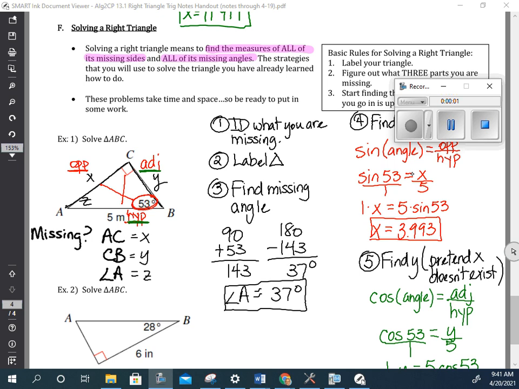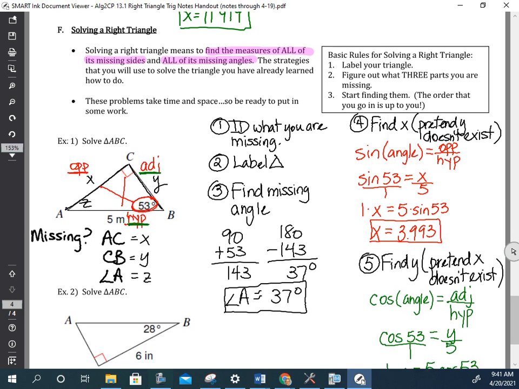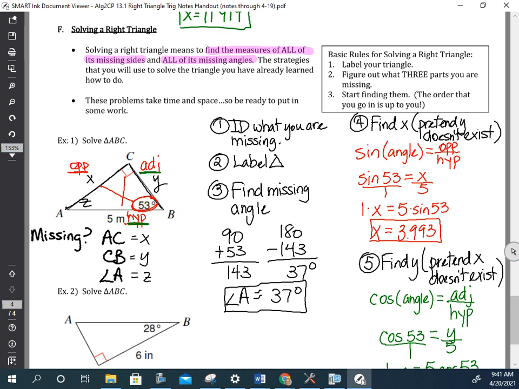Where we left off. The last section that we left off on yesterday is solving a right triangle. Solving a right triangle means finding all of the missing sides and all of the missing angles. Yesterday we did example number 1. We'll go through the steps one more time with example number 1 before we do example number 2.